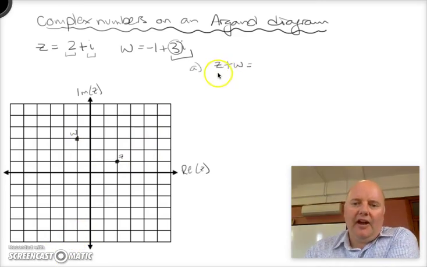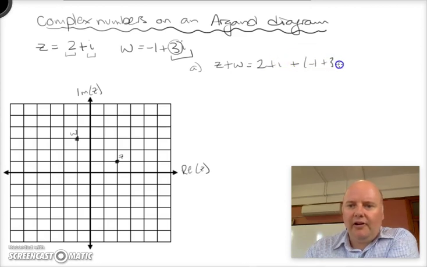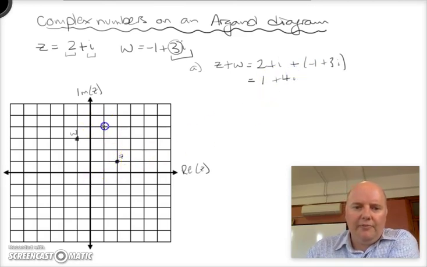Now we can do a couple of things with these complex numbers. So let's say we wanted to add z plus w. So z is 2 plus i, and we want to add to that minus 1 plus 3i. Now, probably didn't need to put this in brackets. It's just that sometimes you might need to distribute a negative across it, so it's important to make sure you do that properly. So if I group this together, this becomes a minus 1. So 2 minus 1 is 1. This i plus that 3i becomes a 4i. So I can plot that as 1 across, 4 up, and that is z plus w.